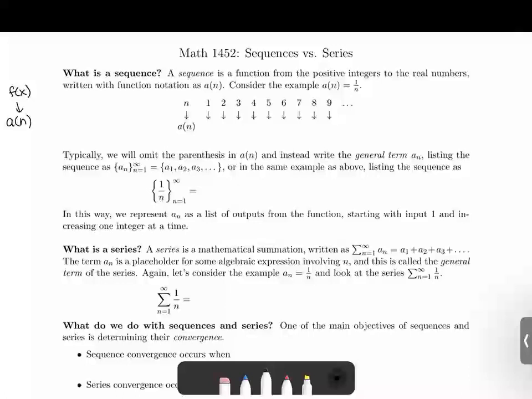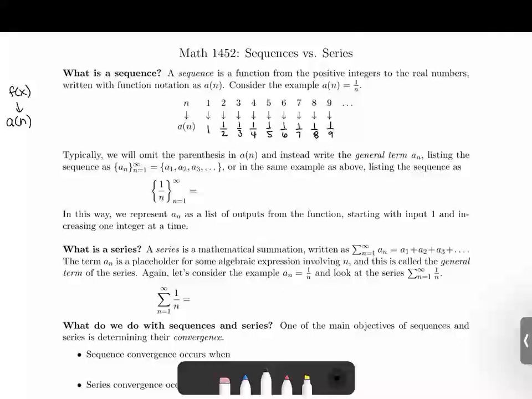If we look at the example here, a of n equals 1 over n, we can look at the different outputs of this function given the inputs 1, 2, 3, 4, and so on. If our input is 1, then 1 over 1 is just equal to 1. If our input is 2, then 1 over 2 is 1/2, 1 over 3 is 1/3, 1 over 4 is 1/4, and then 1/5, 1/6, and so on. You can see that these inputs have an ordering to them because we only input the positive integers, so we start at 1 and increase.